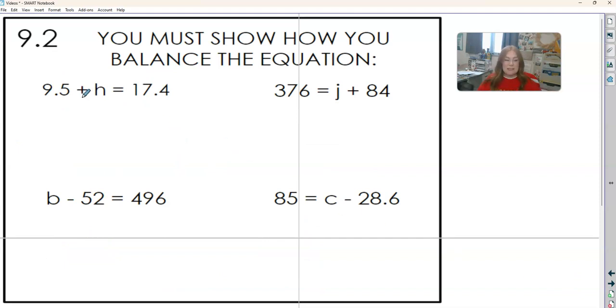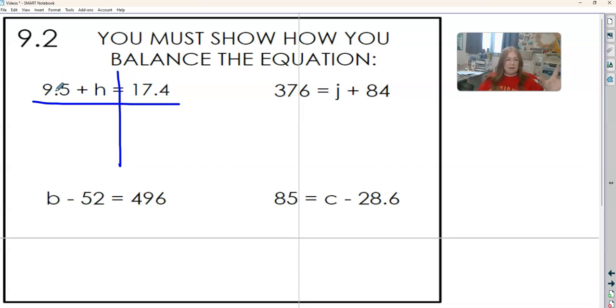So let's take a look at some problems that you might see in your work here. It's telling you to show the balance. They will not be correct if we can't see the balance. So what we're going to do is draw a balance bar straight through that equal sign, right? We're trying to keep it equal on both sides of that equal sign. So we're trying to get h by itself.